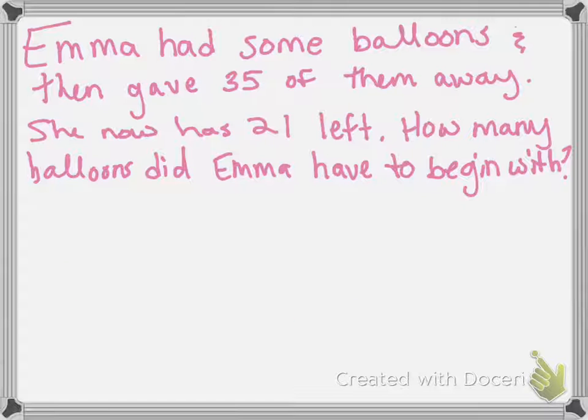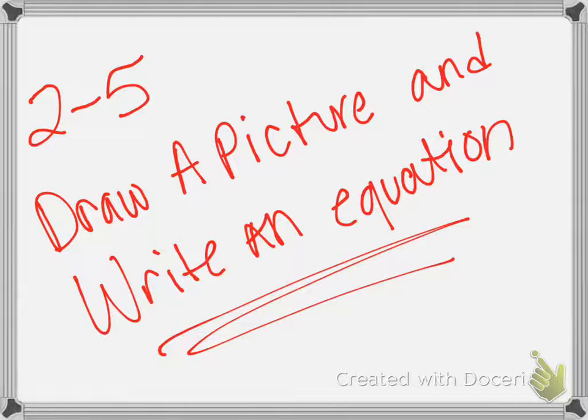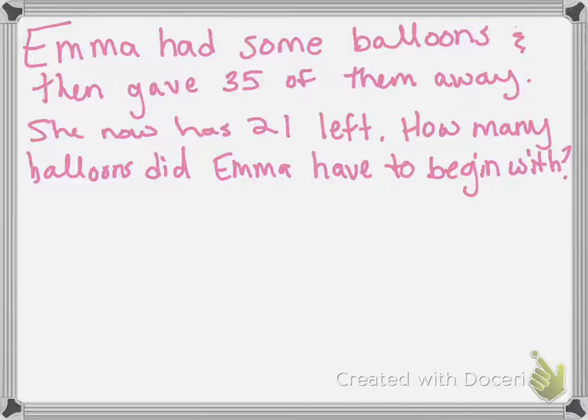So I would like you to write this in your spiral. Emma had some balloons and then gave 35 of them away. She now has 21 left. How many balloons did Emma have to begin with? Well, we know that we would solve this problem by adding these two numbers, correct? But today it says draw a picture and write an equation. So first we need to draw a picture and then we need to write an equation.